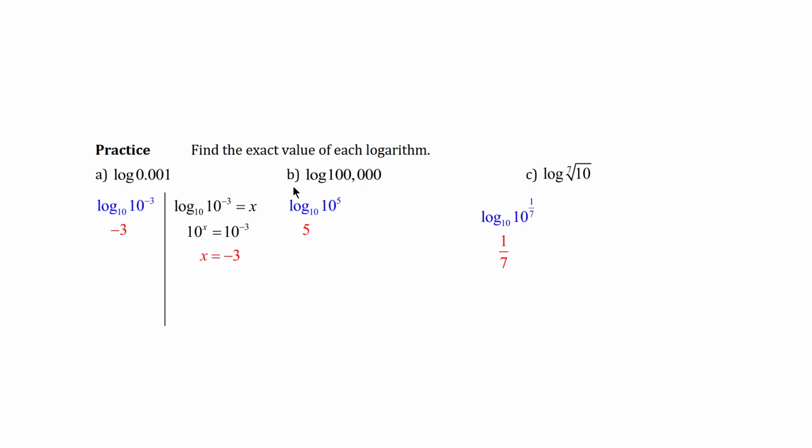For part B, we could rewrite this as log base 10 of 10 to the 5th power. This will just simplify to 5. For part C, we need to rewrite this with the base of 10, and we need to change the radical into exponential notation. We get log base 10 of 10 to the 1/7 power. Next, we simplify, and we get 1 over 7.